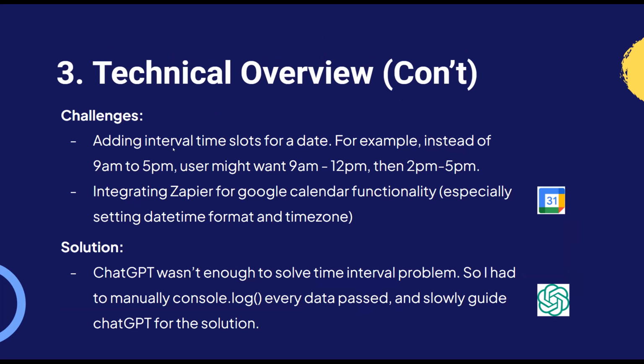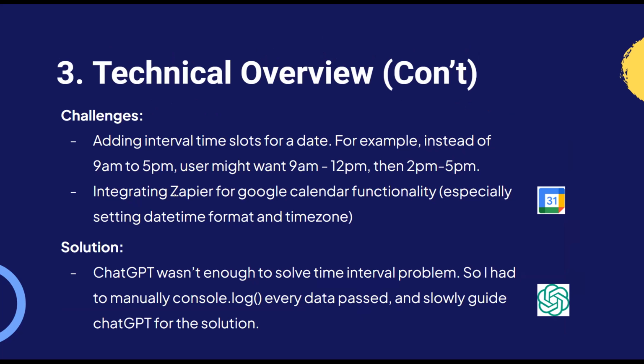So I would say one of the challenges is to add a time interval for a date. So instead of 9 to 5, right, maybe people want some gap in between. So 9 to 12 and then 2 to 5. This I'll demo in the live demo video later.